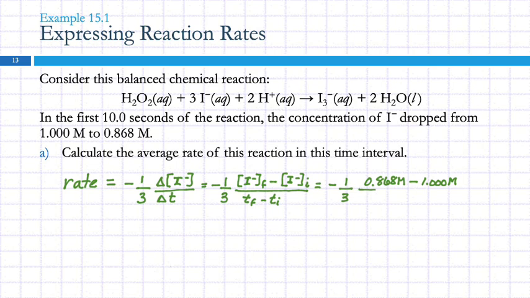And that's going to be divided by the change in time. Well, in the first 10 seconds, what was the initial time? 0. And what's the final time? 10 seconds. Did we really have to do that math? No, we didn't. They told us what delta T was. So all we have to do is find the answer to that.